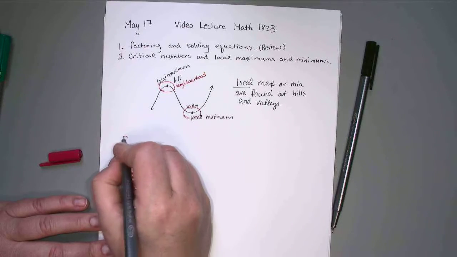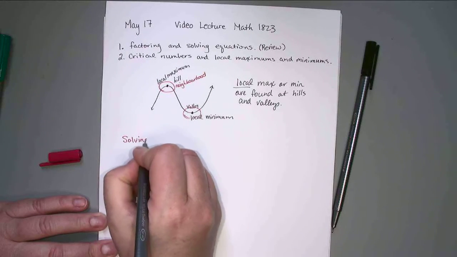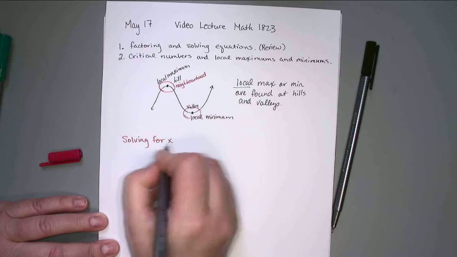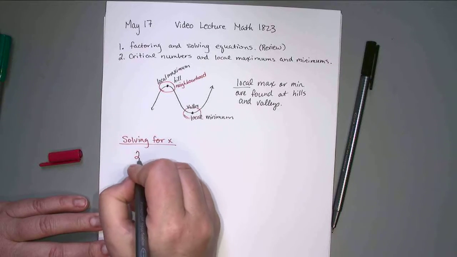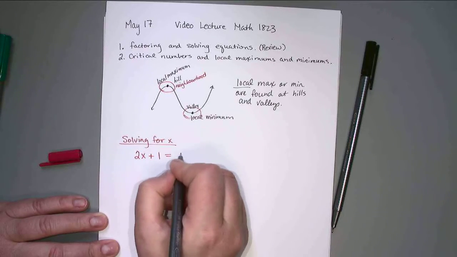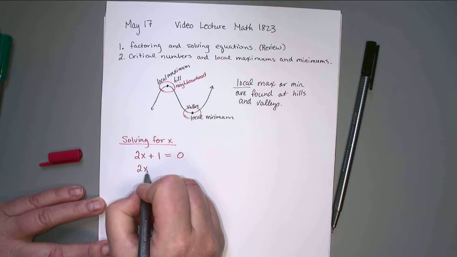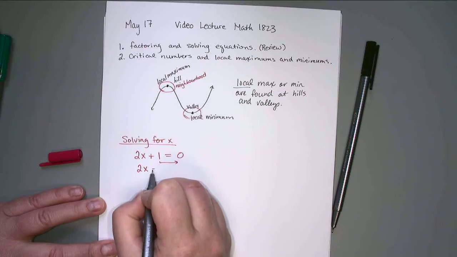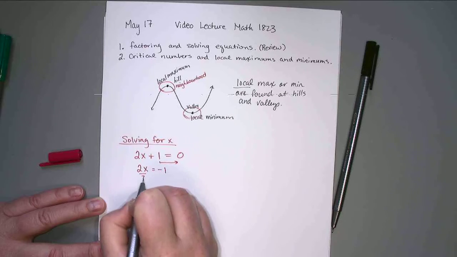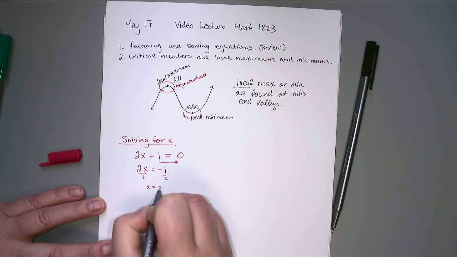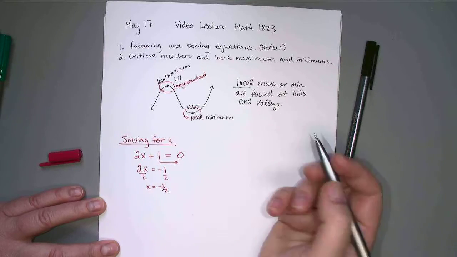Okay, so solving for x. So first we could get a linear equation and set that equal to 0. And if we wanted to solve for x, we could rearrange that equation. Move the 1 over to the other side. It becomes a -1. Divide both sides by 2. So x equals -1/2. So that's when it's linear.